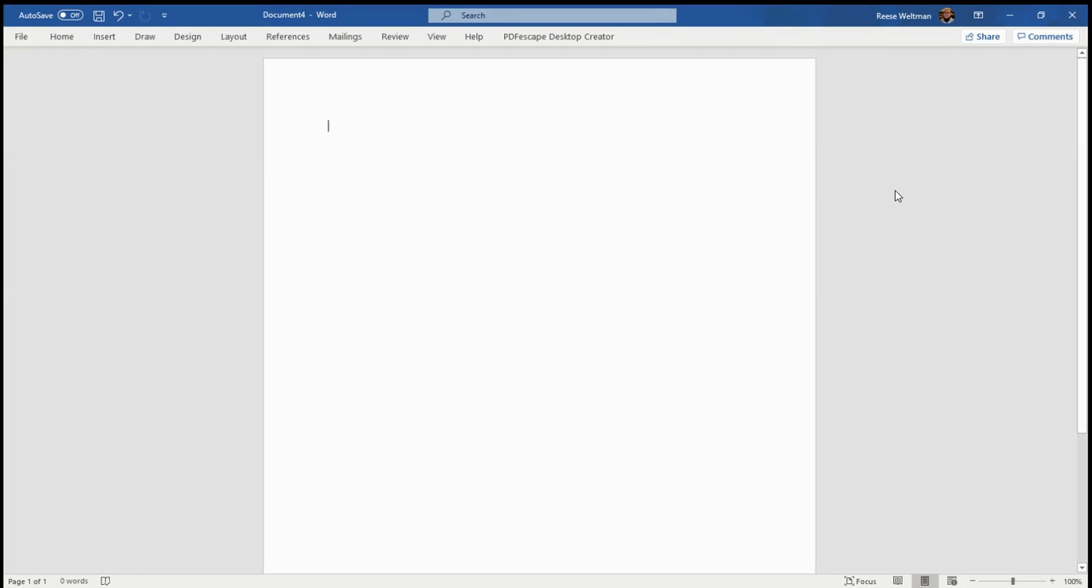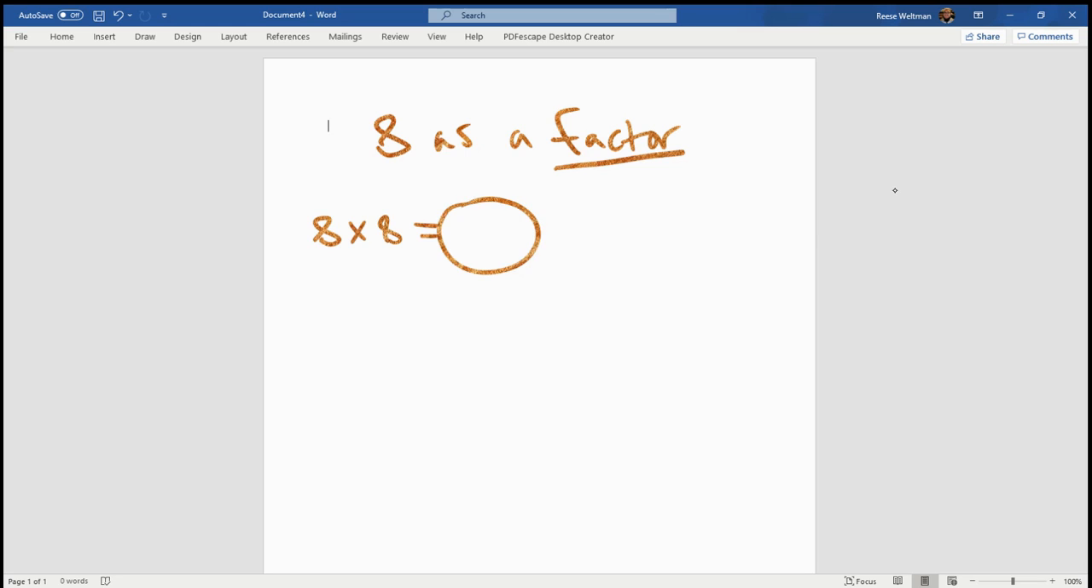I want to do a really quick run through, a brief review of 8 as a factor and how to solve for 8s in multiplication problems. Now, remember that the word factor means one of the numbers in a multiplication equation, okay? So in this case, if I was to write, say, 8 times 8, this is the equation. 8 is the factor. 8 is the factor, okay? The product would be whatever our answer is.